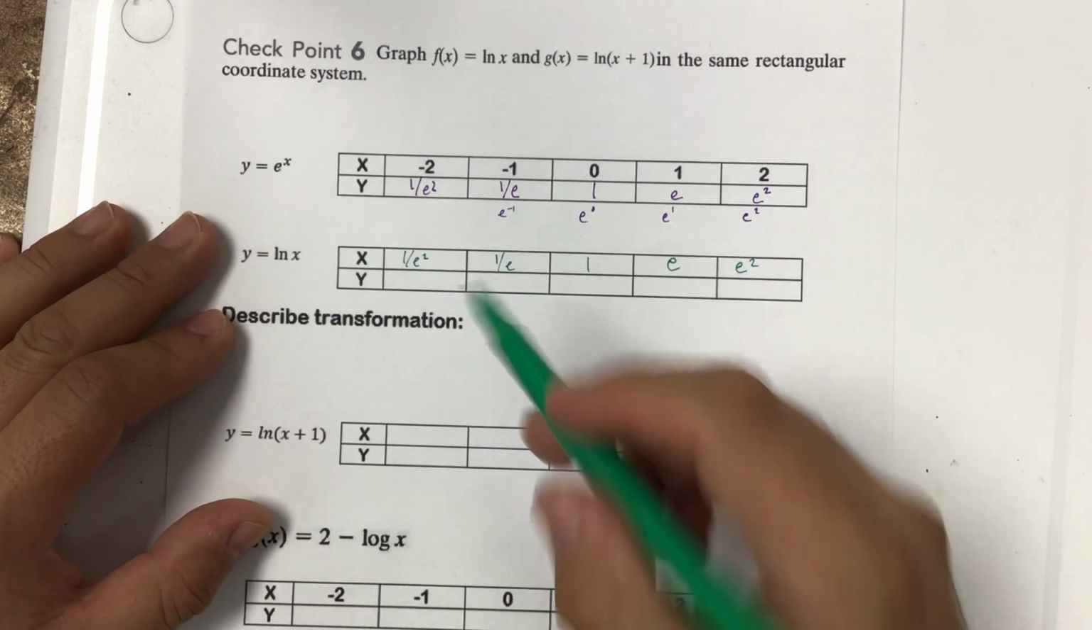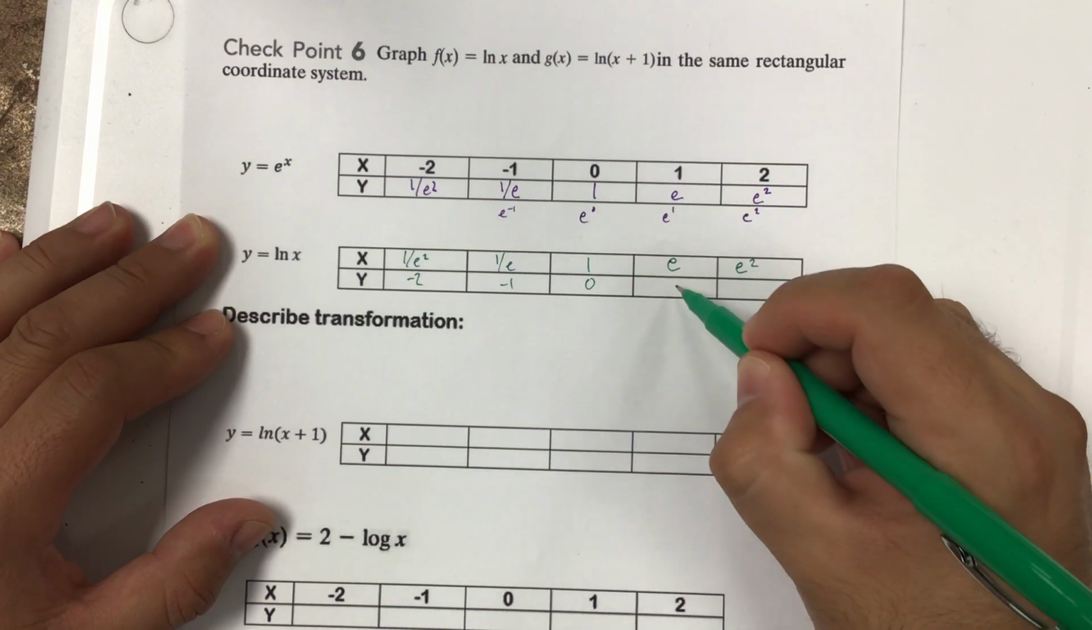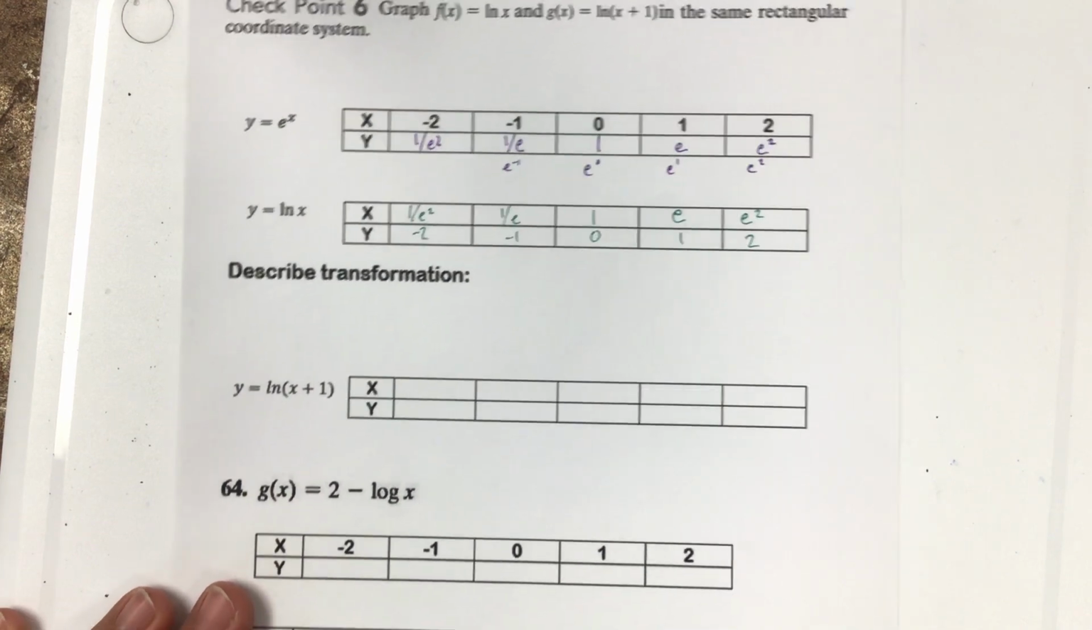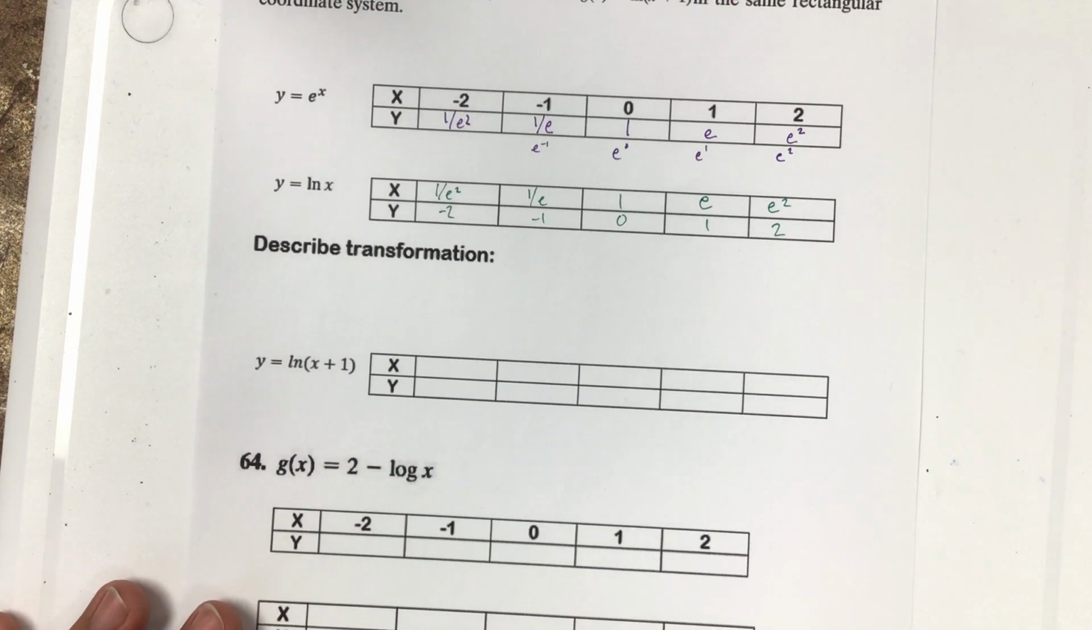Nice. Y values become my old x values, so -2, -1, 0, 1, and 2. So now we have our ln function here. All right, now we're going to take a look at the transformation here. If I'm going too fast, let me know. But who can tell me that transformation? Looks just like the previous one.